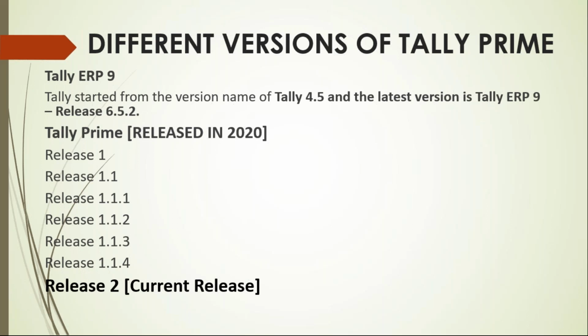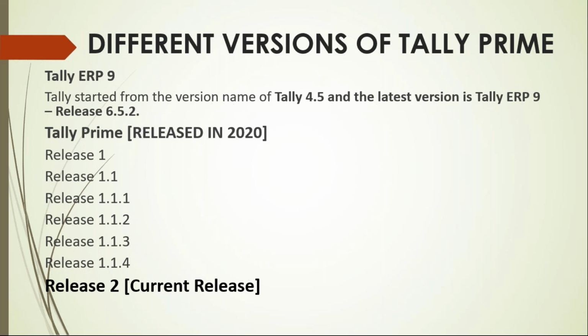The first version of Tally, when it was started, was Tally 4.5, and the latest version before it got upgraded to Tally Prime is release 6.5.2. Later on, in the previous year, that is 2020, it was upgraded as Tally Prime, and from then on, they have had different updates of features.